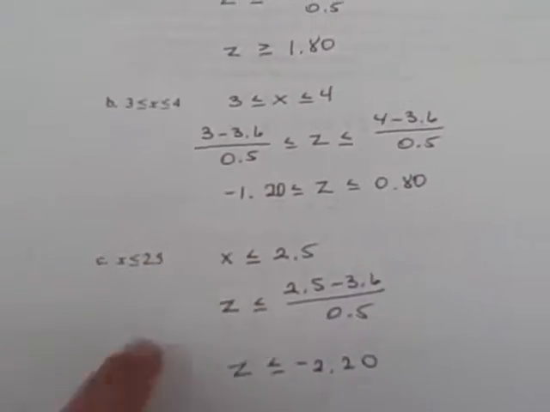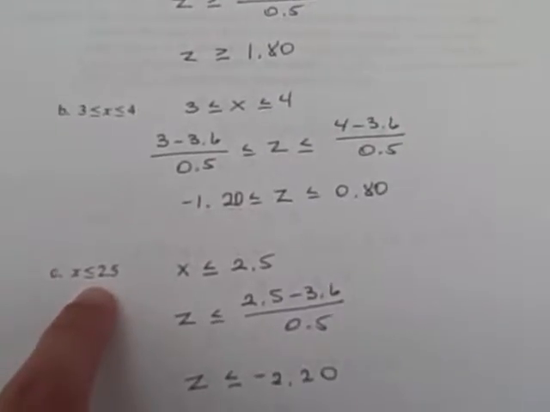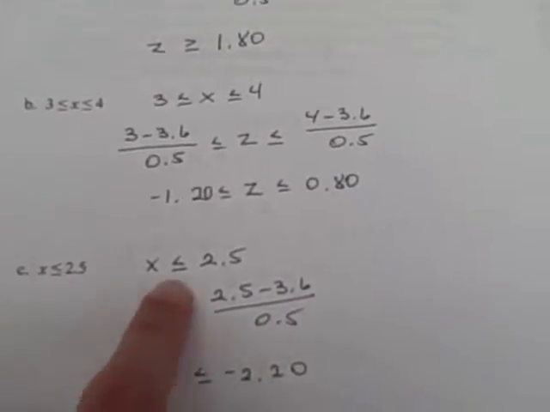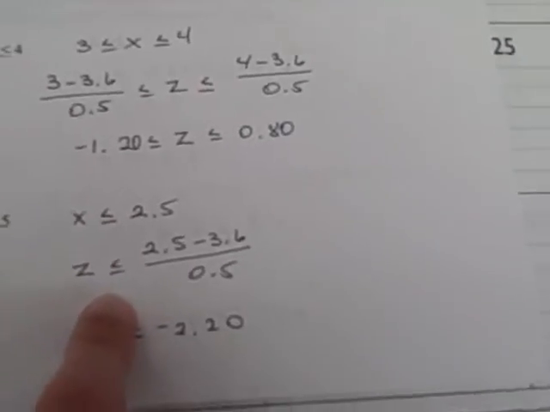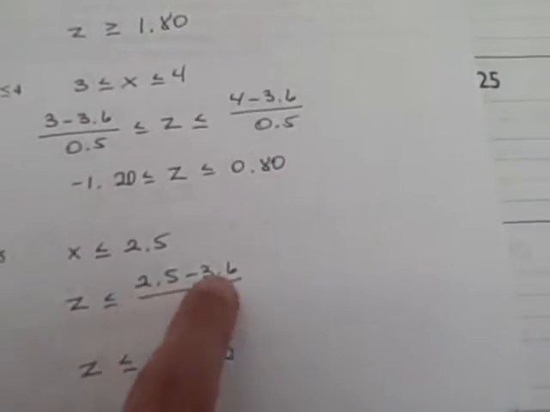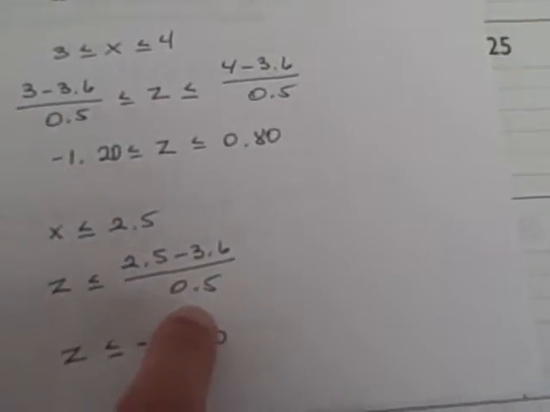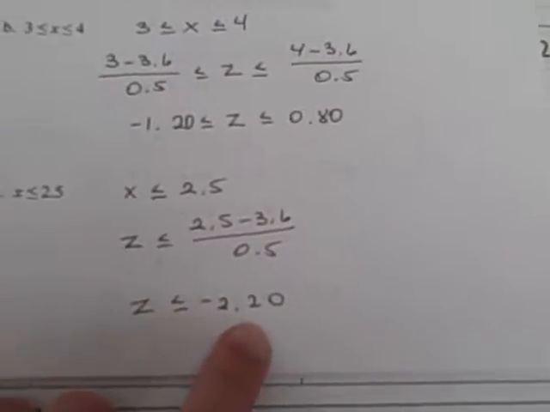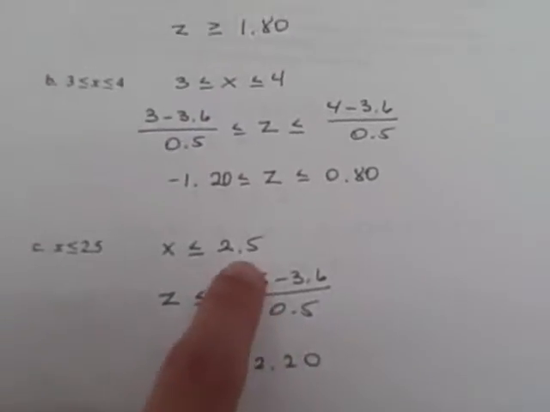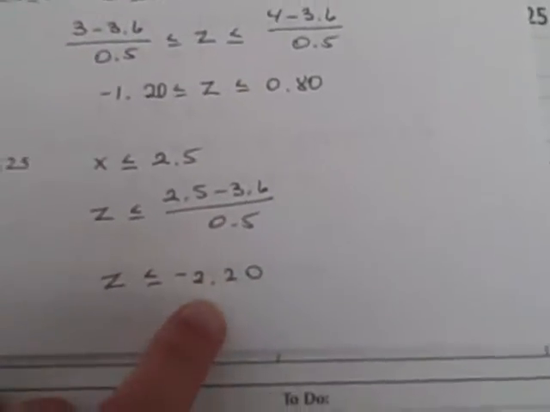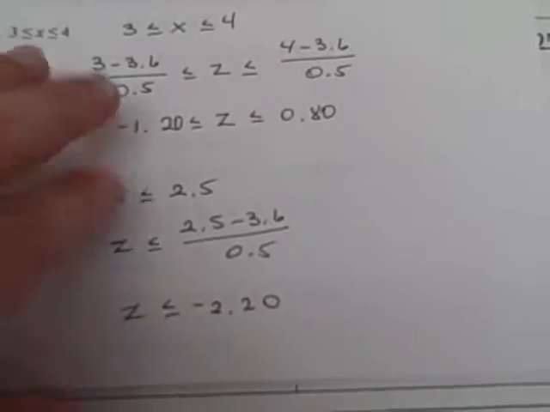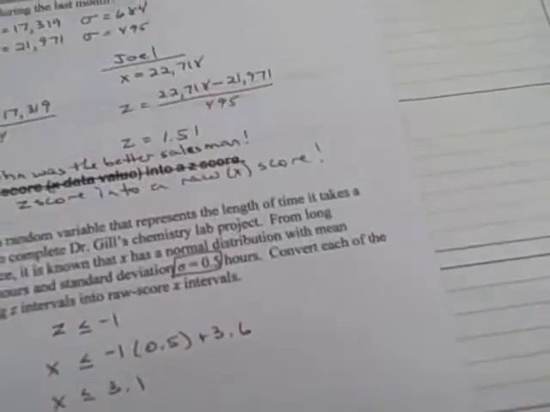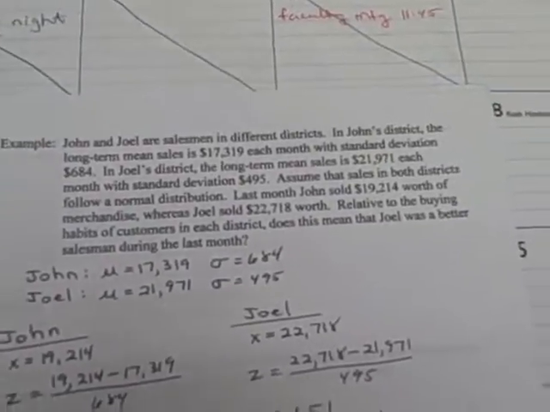Okay, let's look at one more. x is less than or equal to 2.5. So x is going to become z. We still have less than or equal to, and then we do that x minus mu over sigma. When we do that, we get z is less than or equal to negative 2.20. Okay, so 2.5 hours is 2.2 standard deviations below the mean. Okay. All right, let's look at this next one.